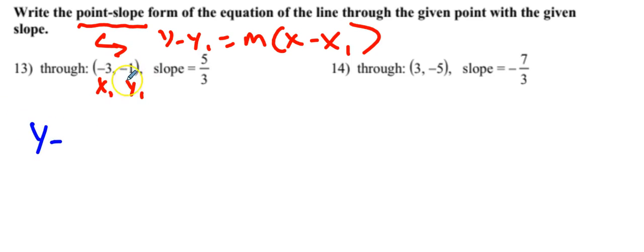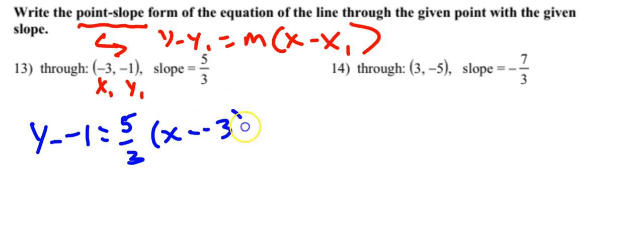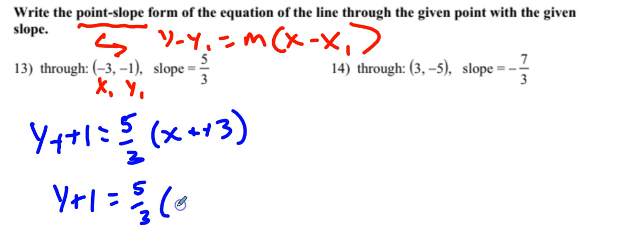I'm going to plug it in. Y minus y1, which is negative 1, equals slope times x minus x1. And as you will recall, when we did minus minus, when it's addition or when it's subtraction, those just become positive. So I'm going to rewrite this, and this will be our final answer. Y plus 1 equals 5/3 x plus 3.